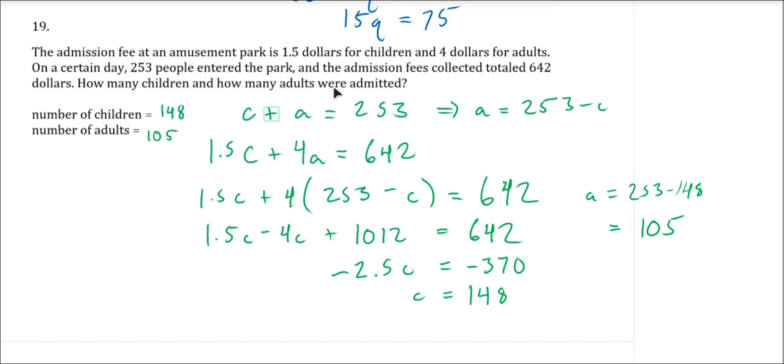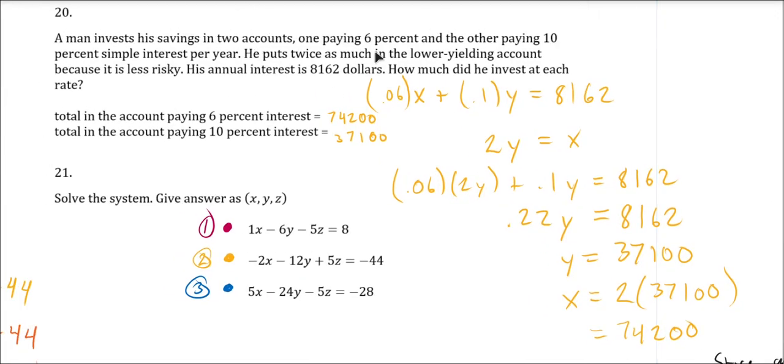So what we could do is solve this for the number of adults by subtracting the number of children from the other side, substituting that in for A, distributing my 4, and then grouping like terms and solving, we wind up with C is equal to 148. Plugging that back into the equation for the number of adults, we get the number of adults is 105. Here we have a straightforward question involving savings.